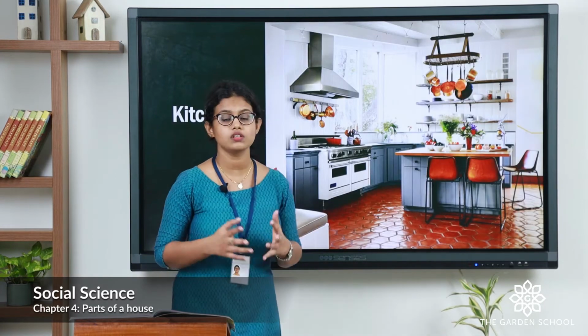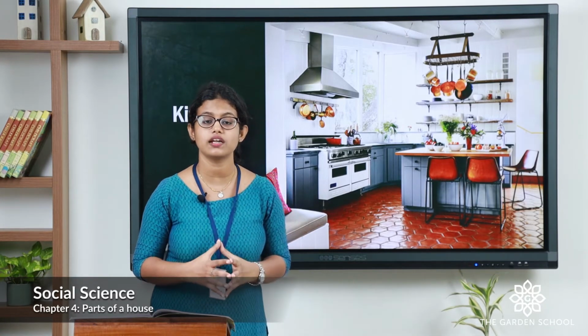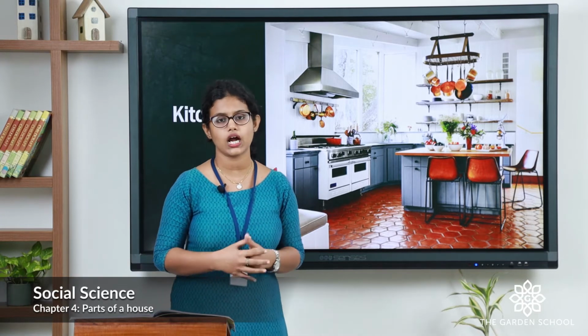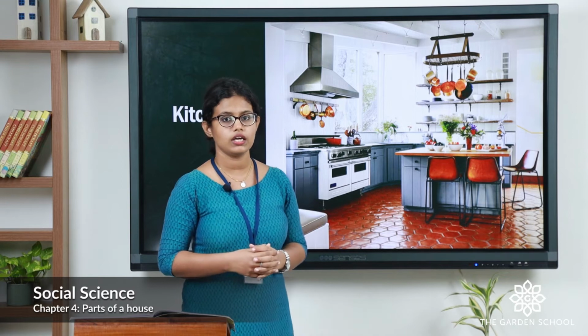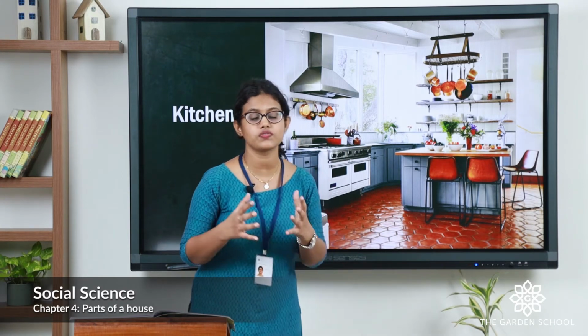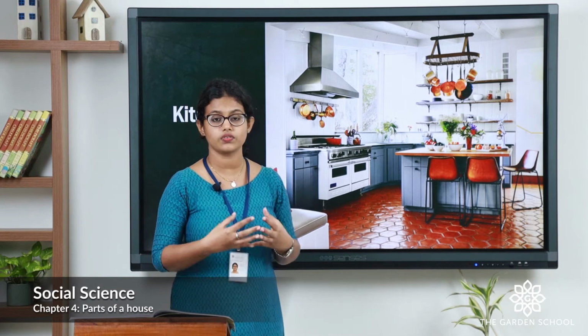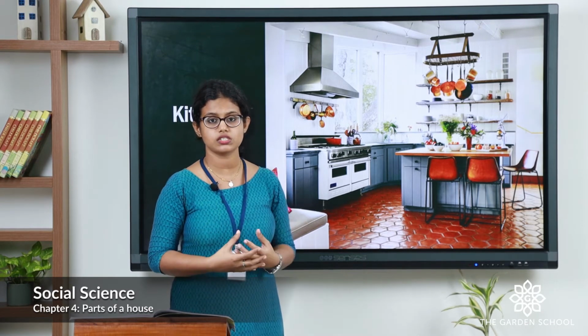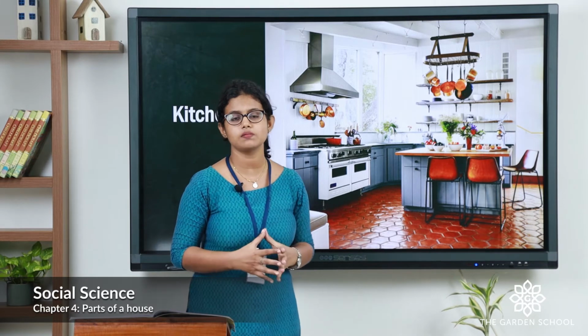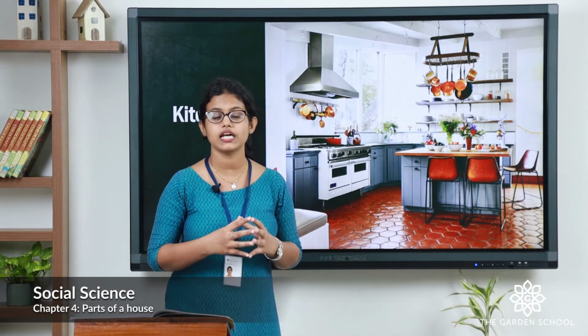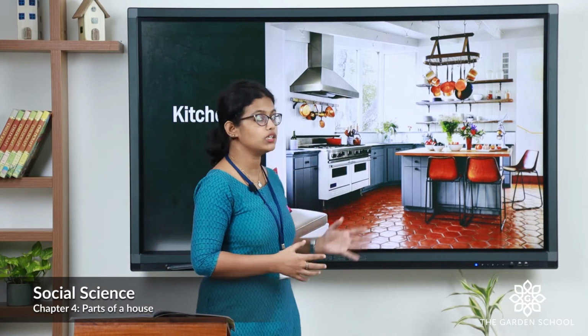The next one is the kitchen. Kitchen is another important room in our house. We make food in the kitchen. In the picture, you can see the different things that we use in the kitchen. The stove, the refrigerator, the utensils, everything. Even sometimes in some houses, dining rooms are also attached to the kitchen.